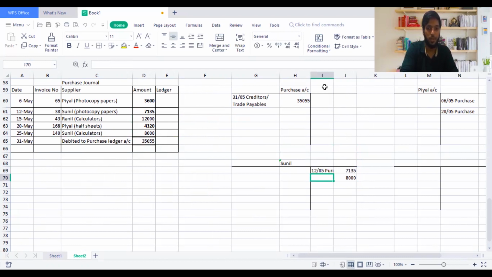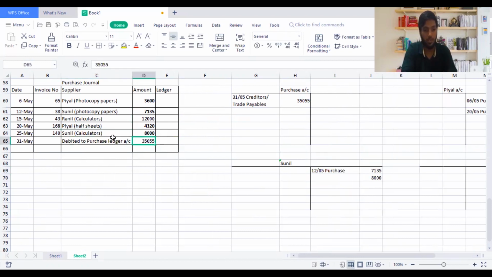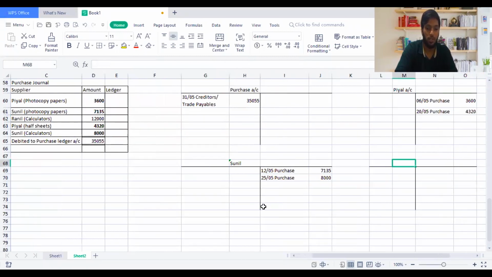Then when did he purchase again? 25th May. You can see here Sunil has purchased calculators worth 8,000. So I'll write 25th May purchase. So moving on to the next part, we have recorded Sunil, and the final one is Ranil.